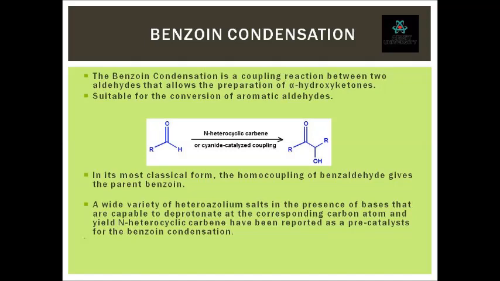The first methods were only suitable for the conversion of aromatic aldehydes. In its most classical form, the homocoupling of benzaldehyde gives the parent benzoin. Contemporary modifications of benzoin condensation include the use of acetylsilanes as well as imine derivatives in place of one aldehyde partner. A wide variety of heteroazolium salts, in the presence of bases that are capable of deprotonating at the corresponding carbon atom to yield N-heterocyclic carbene, have been reported as pre-catalysts for benzoin condensation.